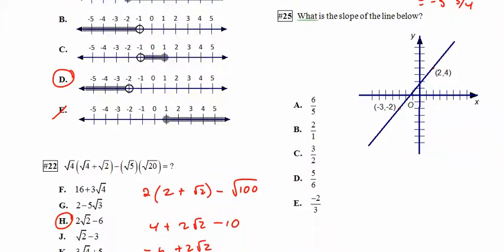What is the slope of the line below? Change in y over change in x. You can do it lots of different ways. Most people do this. I'm just going to look at it. From negative 2 to 4 is 6. From negative 3 to 2 is 5, and it's positive, because it's going up to the right.